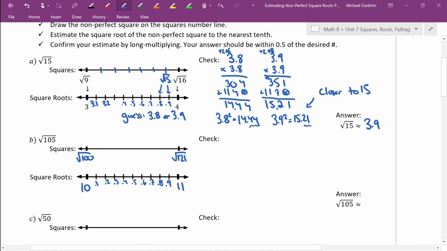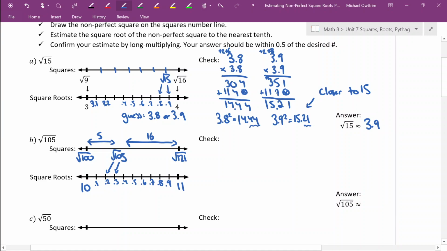So let's think about where 105 would go. Now we don't necessarily need to lay out ticks, but we can think about distance. For square root 105, it's only a distance of 5 away from 100, but it's a distance of 16 away from 121. So obviously it's closer to 100 than it is to 121. And in fact, it's about a quarter of the way. 5 out of 21 is about a quarter. So my guess is going to be something like 0.2 or 0.3.